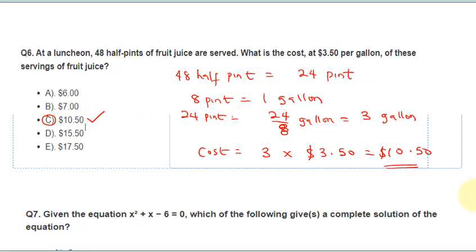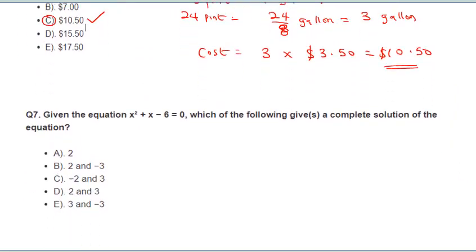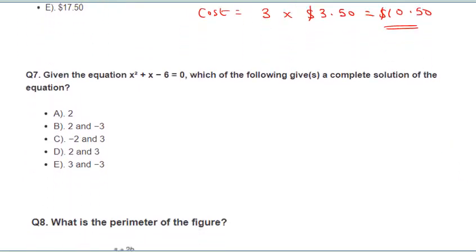Okay, so the next question is an algebra question. Given the equation x squared plus x minus 6 is equal to 0, which of the following gives a complete solution of the equation? The fastest way to solve this and beat time is to test. So test for x equals 2: 2 squared plus 2 minus 6. Does this give you 0? 4 plus 2 is 6, so this is 0. But remember, you have to test for all the options.